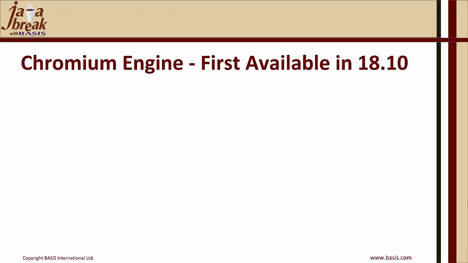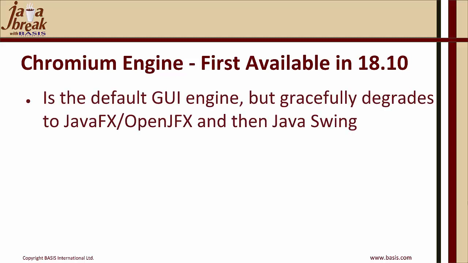Well, what's new? We've had this technology around since BBj 17. Well, new in preview from 18.10 onwards and fully supported in BBj 19 is the Chromium engine. We've added an additional support for a more modern web browser in both BUI and GUI. It is by default enabled, but will gracefully degrade to JavaFX, or as is now going to be known, the OpenJFX, and then Java Swing.